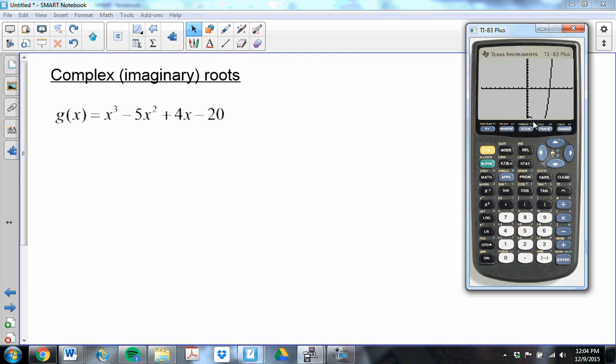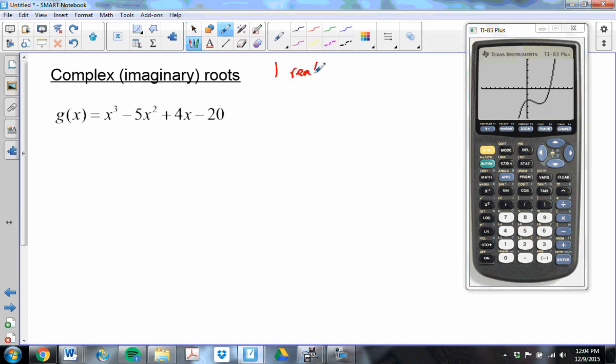There's not anything happening over here, so I'm going to make my y values go up and down further. I'm going to go from -50 to 50, and I'll count by tens. That's what that scale means, count by tens. Now I've got a pretty good idea of how that graph looks. It is only crossing the x-axis one time. That means this only has one real root. There's going to be 2 imaginary roots.